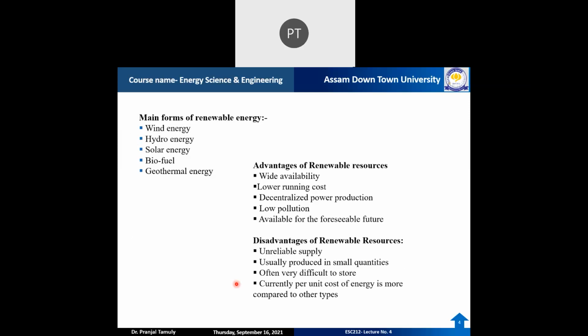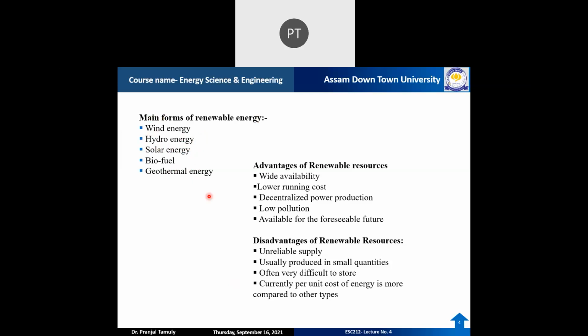So what are the main forms of renewable sources of energy? Some of the main sources of renewable energy are wind energy, hydro energy, that is, we have already discussed the dams and all this, tidal energy, and the energy whose source is water. Also solar energy, biofuel, and geothermal energy. So these are the main forms of renewable energy.